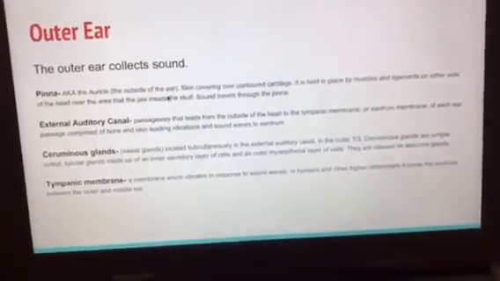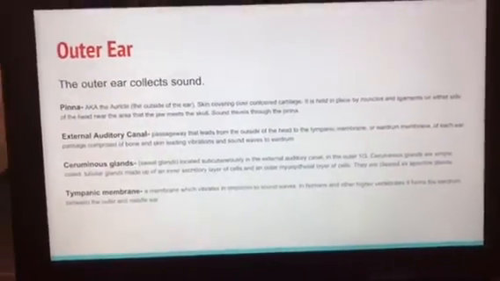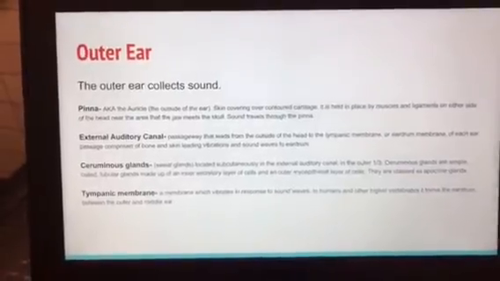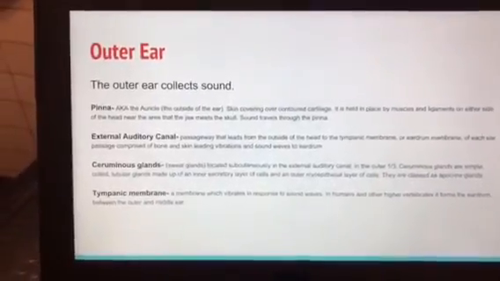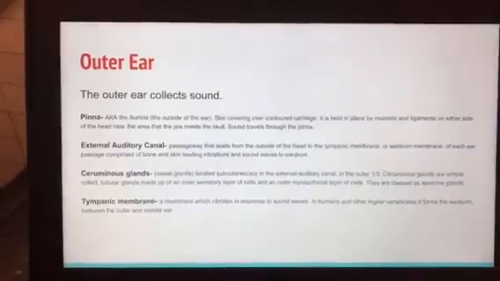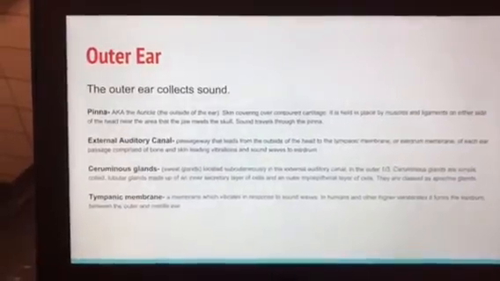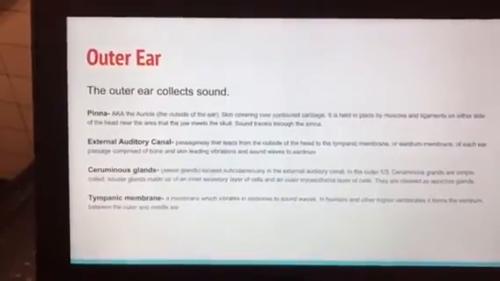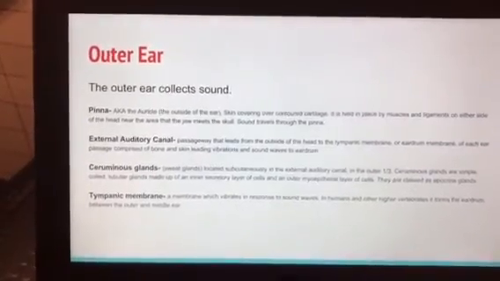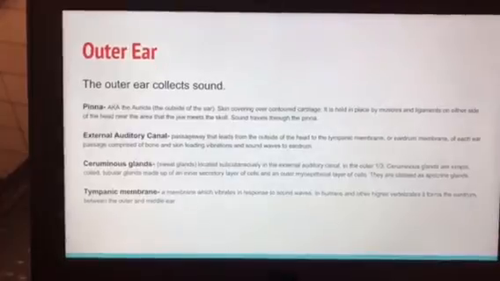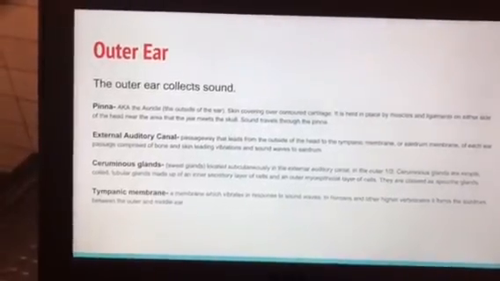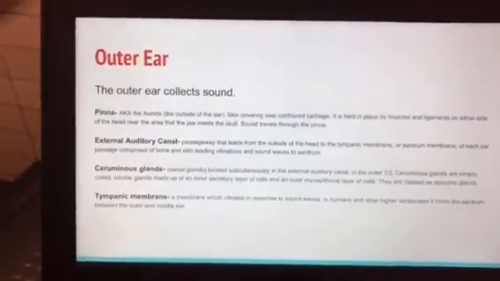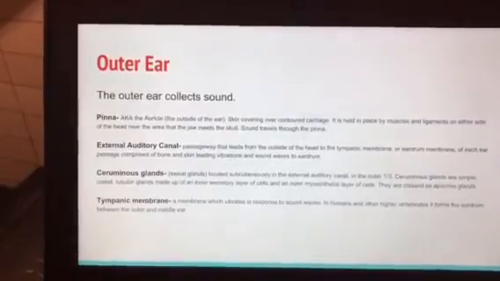Equilibrium. The outer ear collects sound. The pinna, aka the auricle, is the outside of the ear, skin covering over contoured cartilage. It is held in place by muscles and ligaments on either side of the head near the area that the jaw meets the skull. Sounds travel through the pinna. External auditory canal: a passageway that leads from the outside of the head to the tympanic membrane, or eardrum, of each ear. The passage is comprised of bone and skin, leading vibrations and sound waves to the eardrum.